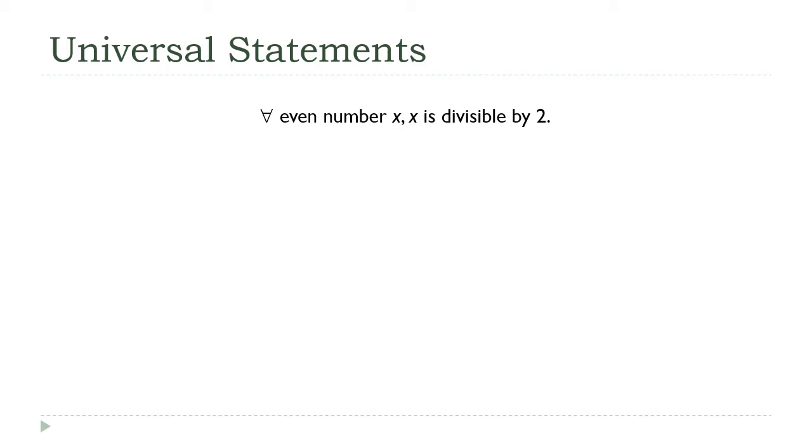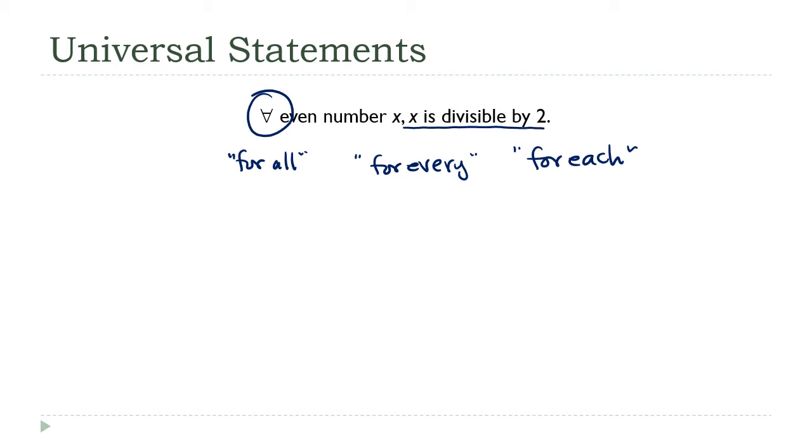So the new symbol at the beginning of the sentence here is the universal quantifier, and it's read "for all" or "for every" or sometimes "for each," right? And it's used to describe a property that is shared by every object in a domain. So in this case, the domain is the set of even numbers, right? And the second part here defines a property that every element in that set has to have.